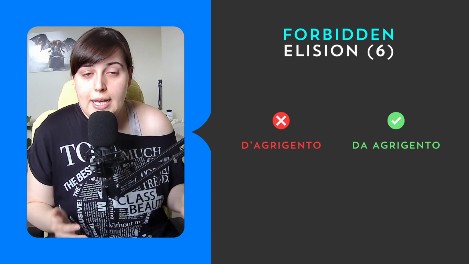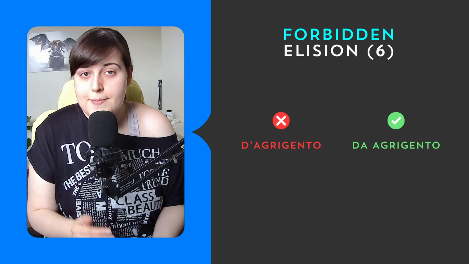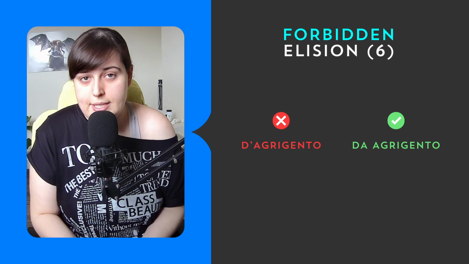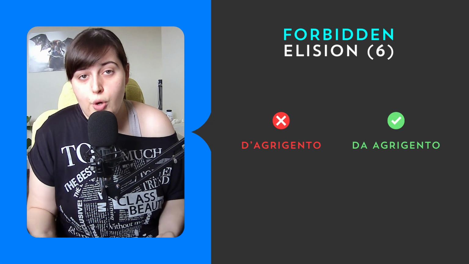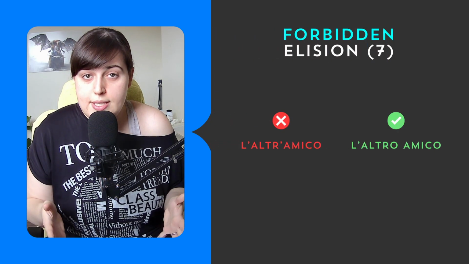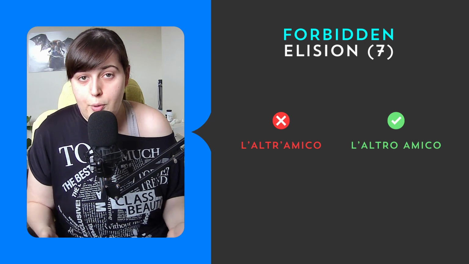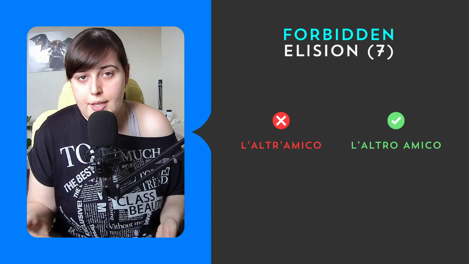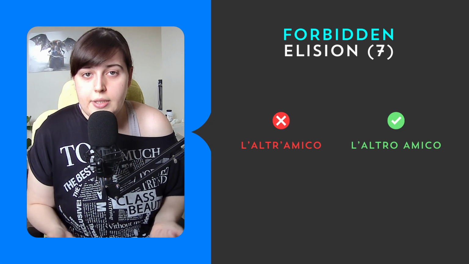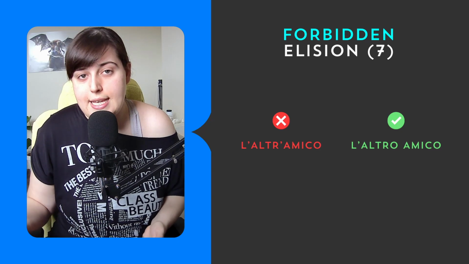For example, da Agrigento, from Agrigento. However, some expressions don't follow this rule, since they are so common that there's no risk of misunderstanding. For example, d'ora in poi, from now on. Last, whenever there's a sequence of words where the first two already present an elision. For example, l'altro amico, the other friend. However, as before, some expressions are so common that they don't follow the rule. For example, l'altro anno, last year.